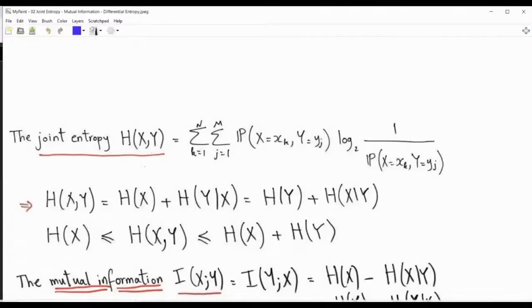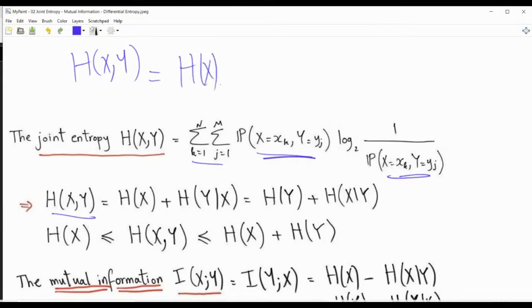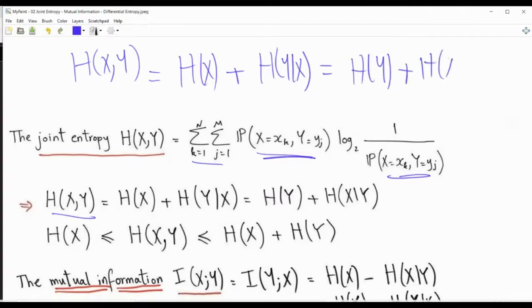Okay, joint entropy, it's H(X,Y), and it's defined using the joint PMF. You can show that H(X,Y) is equal to H(X) plus H(Y given X), or it is equal to H(Y) plus H(X given Y). So you can write it this way and this way.